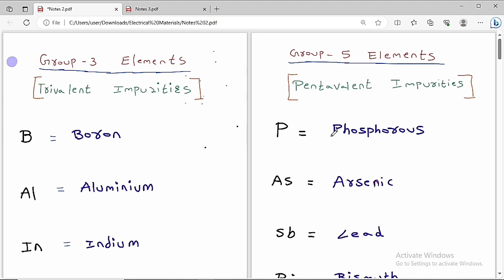And what are the semiconductors? Group 4 elements are called semiconductors. In the valence orbit they have 4 electrons. That is the reason they are called semiconductors. What are the group 4 elements? Silicon and germanium. All these are called semiconductors. They belong to group 4.